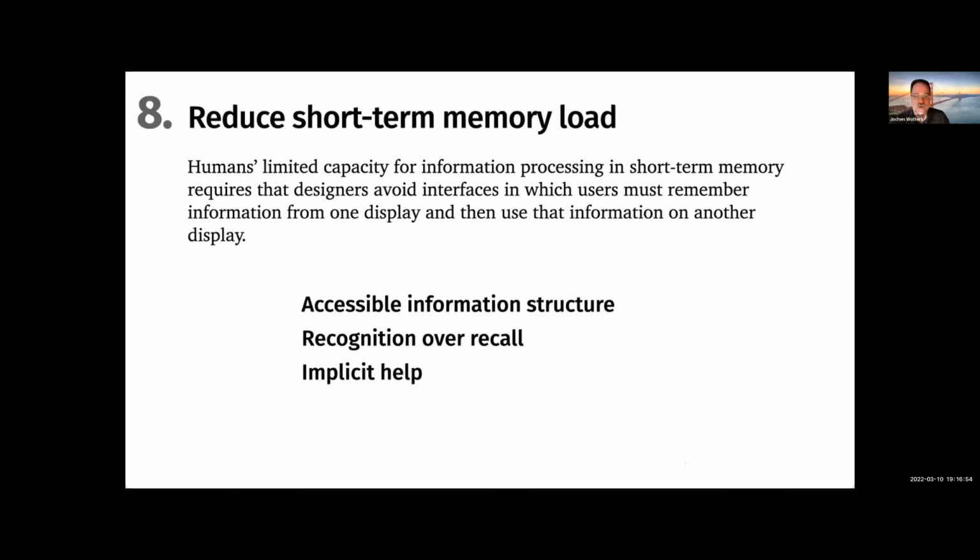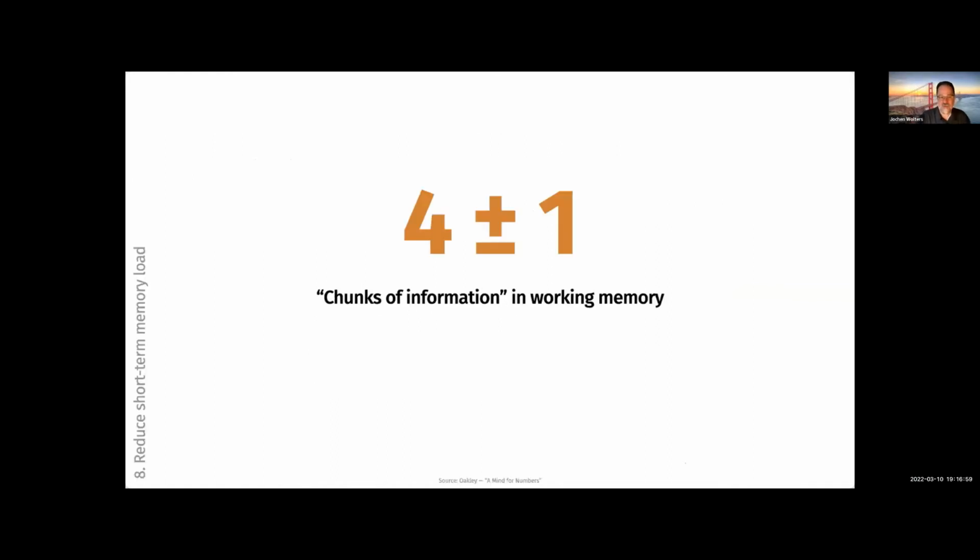One more rule, reduce short-term memory load. You might have heard this rule of thumb that our working memory can keep 4 ± 1 chunks of information in it. It used to be 7 ± 2, but more recent research shows it's actually less than that. What's a chunk of information? If you think of a phone area code, like 415 is the area code for San Francisco. If you memorize that, a chunk of information, if somebody gives you your phone number and says, I live in San Francisco, then that would be a chunk of information.